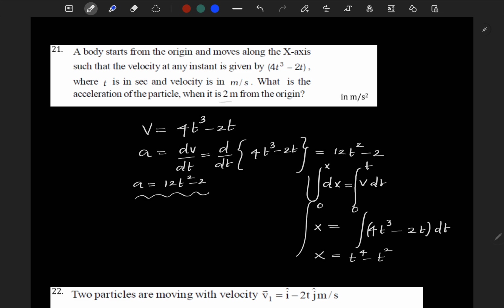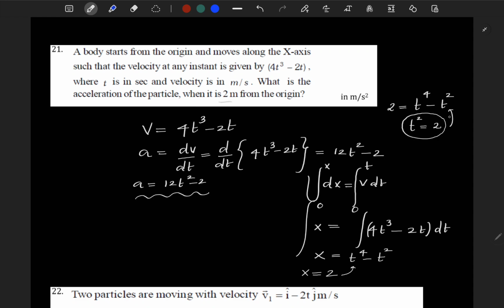What is the acceleration of the particle when it is 2 meters from origin, which means x is equal to 2. So let's substitute x equal to 2 here. You have 2 is equal to t^4 - t^2. This can be solved by taking t^2 equal to some L, but if you simply observe this equation, if I put t^2 equal to 2, it satisfies this. This would be 2, and t^4 is the square of t^2, which is 4. 4 minus 2 gives you 2. So t^2 is 2.